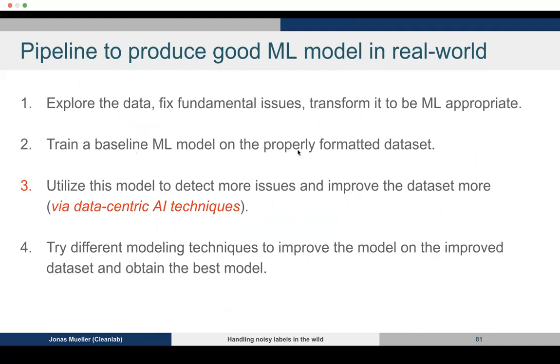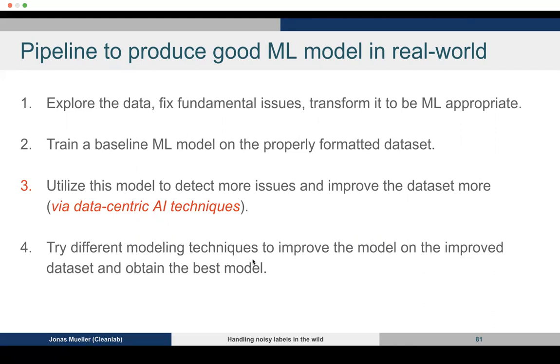Then you train your first machine learning model. And then what a lot of people will do is just jump straight into hyperparameter tuning, training tricks, data augmentation, loss functions, modeling improvements upon the baseline model. But really the key thing we hope to emphasize is that you can use this model to detect a lot more problems in your data and improve the data set more, and then retrain another version of the baseline model before you jump into the modeling improvements.